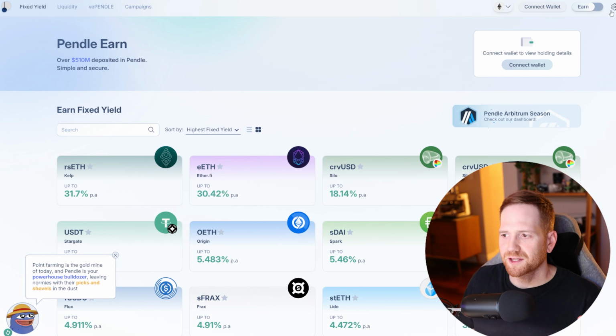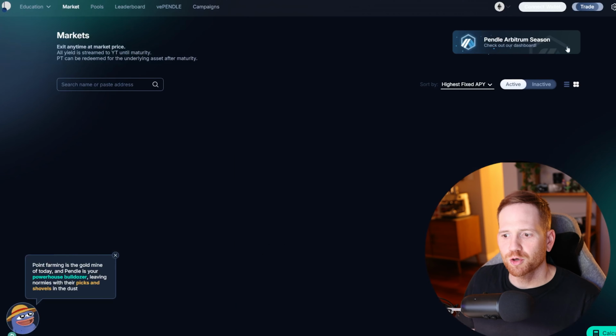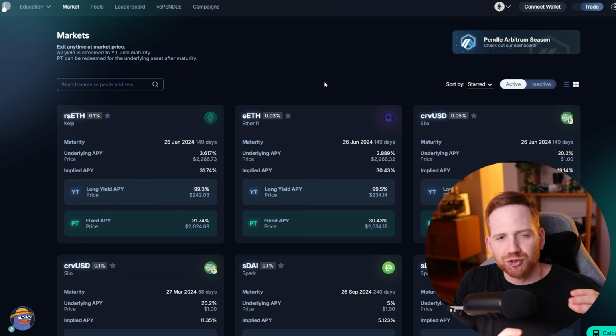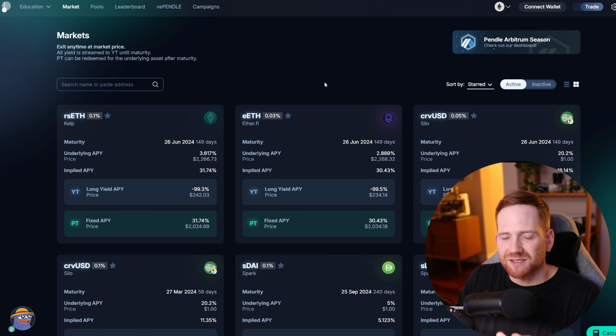If we go ahead and click this tab up top that says earn, we can go ahead and enter the trade product offering. And on the trade tab, you can create strategies to take advantage of different DeFi yields by longing against them if you think they'll go up in the future, or even hedging against them by locking in a rate now if you think they'll go down in the future.